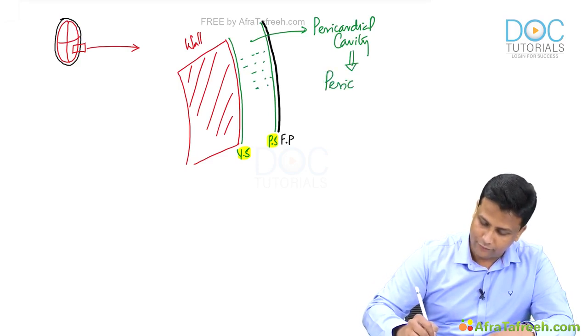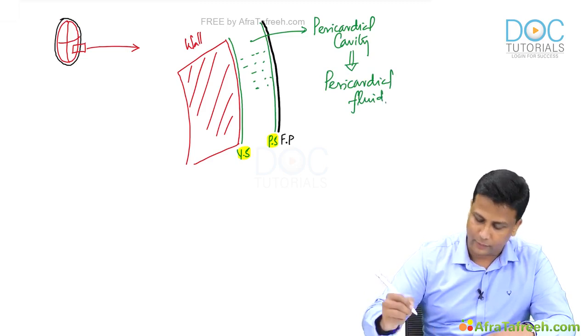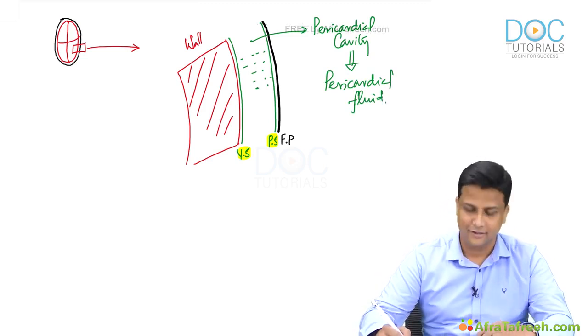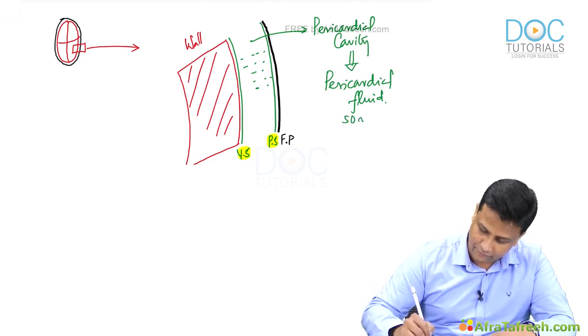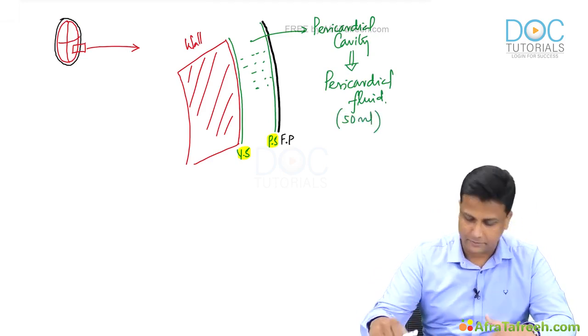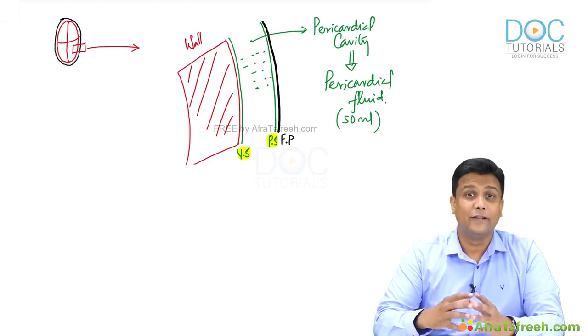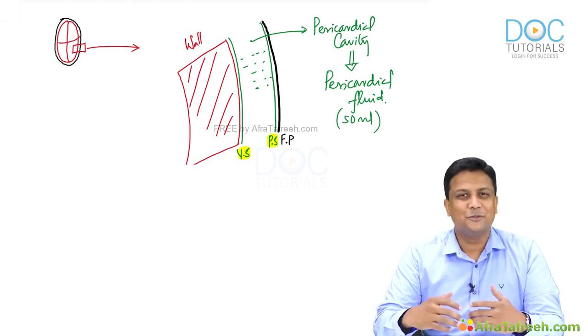And I want all of you to please remember the normal amount of the pericardial fluid, guys. It has been asked in the exams. So the normal amount of pericardial fluid is somewhere around 50 ml. The maximum amount of the pericardial fluid will be 50 ml. That's a simple thing just to get started with.